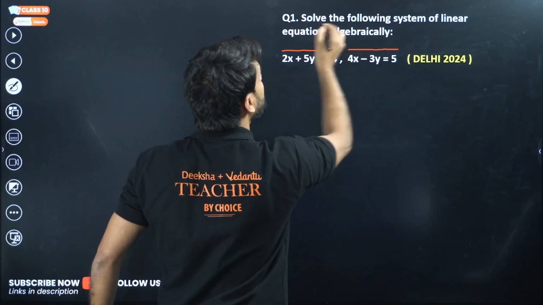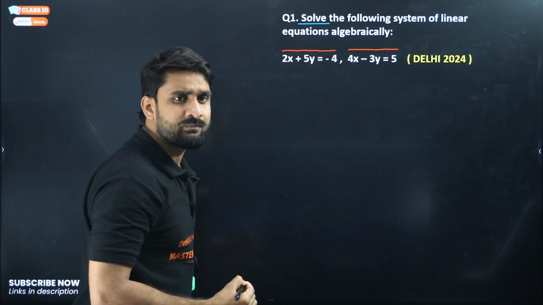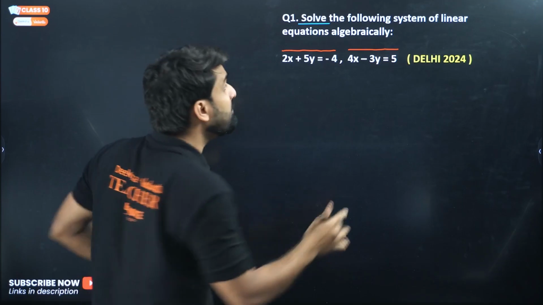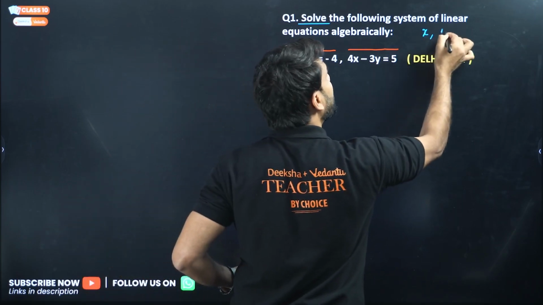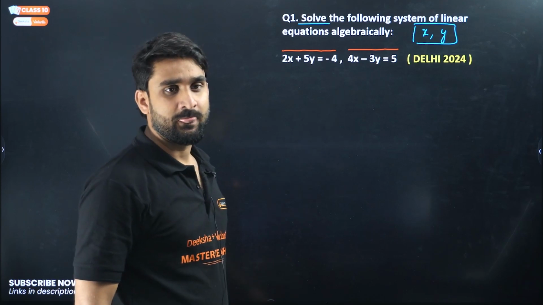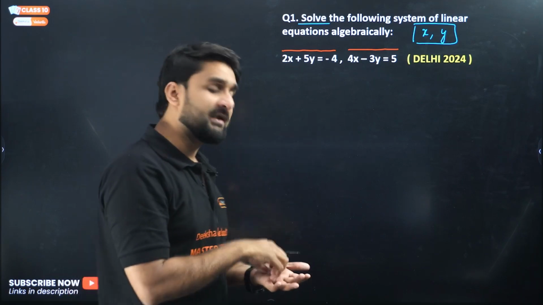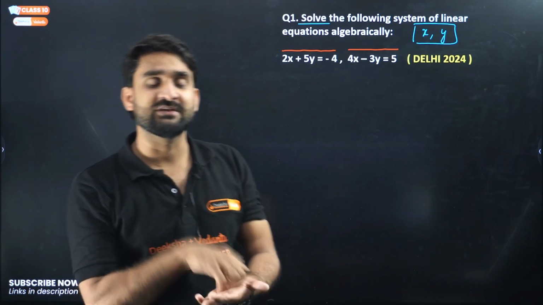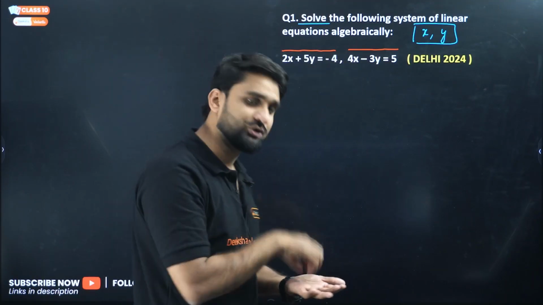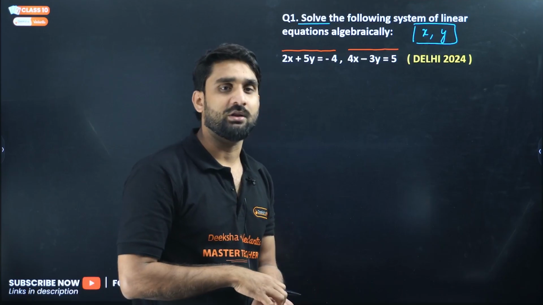What does it mean by solve? Solve means we have to find the values of x and y. We have to find the solution of this equation. So how can we solve? To find the values of x and y of any pair of linear equations in two variables, there are three methods: substitution method, elimination method, and cross multiplication method, right?